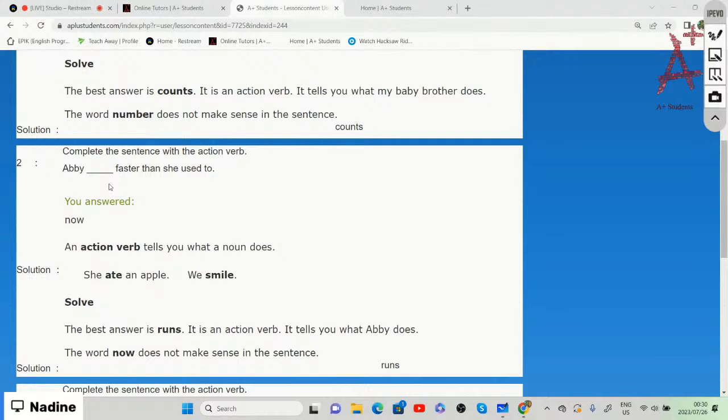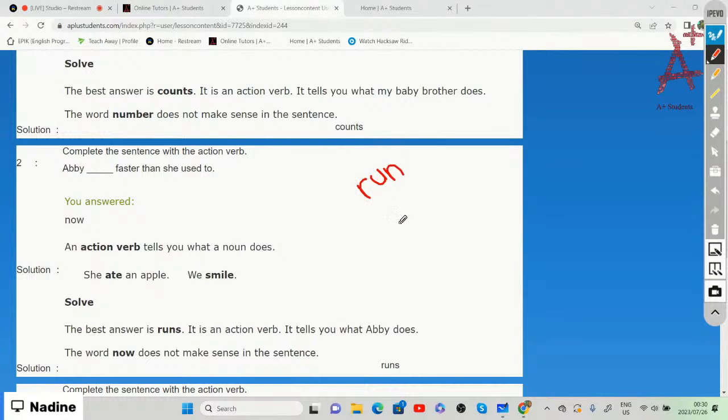So if we think of what Abby does now, then we can say Abby runs faster than she used to. So she runs faster than she used to. We're going to say "run," which is the action verb. So the action verb over here is "run," and it tells us what Abby does.